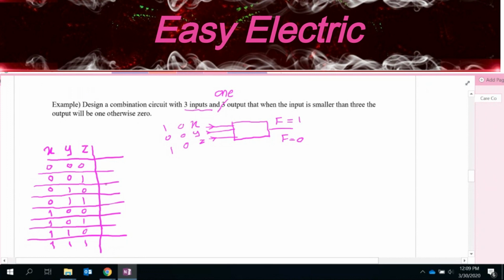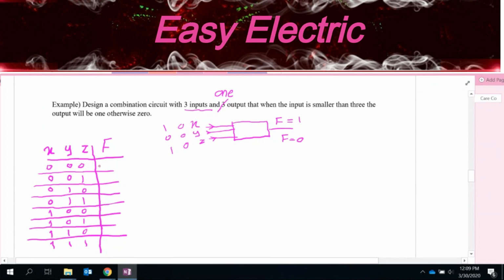So step number 3, you need to complete this truth table based on the function of your circuit. I call the output F. Back to the definition of the problem, it says whenever the input is smaller than 3, the output should be 1, and whenever it is 3 or greater than 3, it should be 0. So you tell me, for the first row, which is 0, 0, 0, should F be 1 or 0?